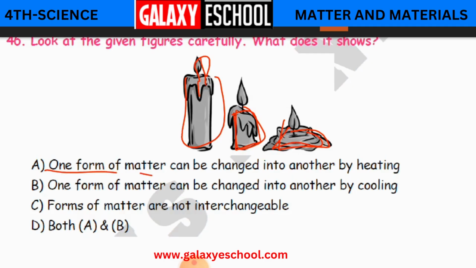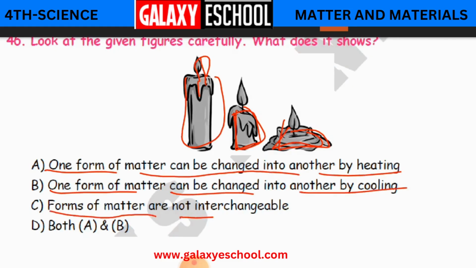A. One form of matter can be changed into another by heating. B. One form of matter can be changed into another by cooling. C. Forms of matter are not interchangeable. Or D, both A and B. And the answer is A and B. Why? Because one form of matter can be changed into another by heating. Because we have lighted the candle, it is heated, and the change is going to happen by heating. Okay, the form of the matter can be changed into another by heating.